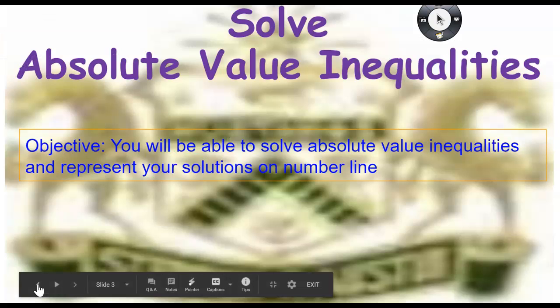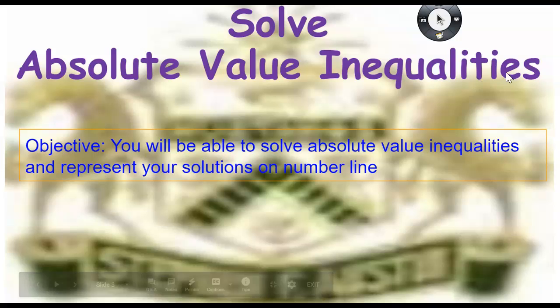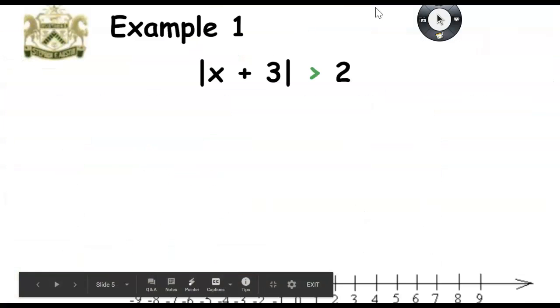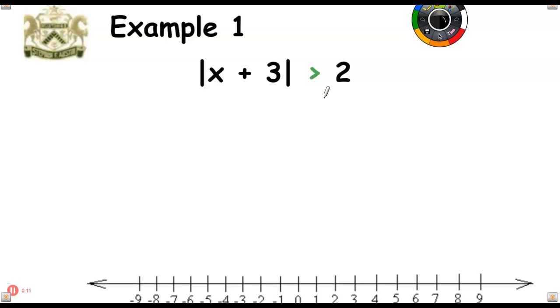In this video, we're going to solve absolute value inequalities. So let's look at this example. It looks very similar to the absolute value equation, but instead of having the equal sign, we have the inequality symbol. So what are we going to do for this question? First, just ignore the inequality symbol and just see it as an equation.